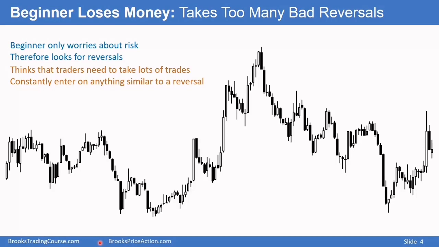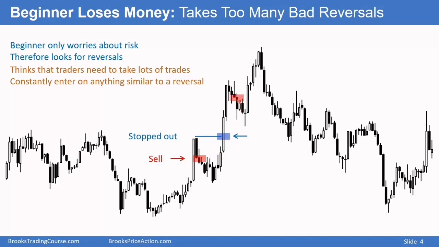He also thinks that if taking 1 trade is good, taking 10 trades is better. So he's constantly looking to take a lot of trades. He's constantly selling anything that looks like a reversal in a bull trend, and he's constantly buying anything that looks like a reversal up in a bear trend. A reversal, a failed breakout, a lower high, it's a sell. He sells. And then he gets stopped out.